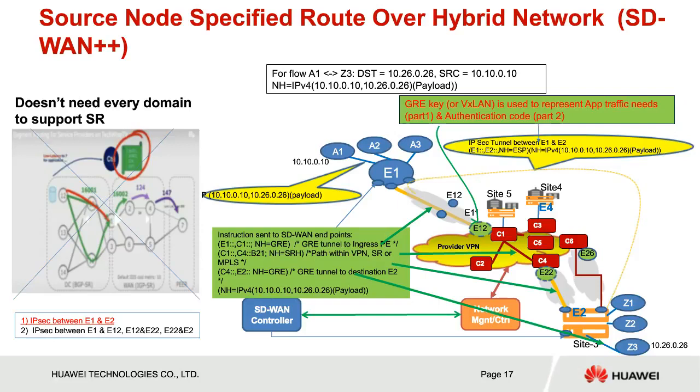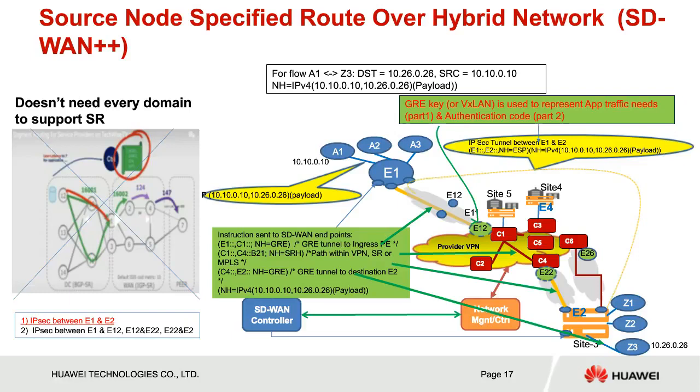So using the idea of segment routing allows E1 to encode some kind of metadata, so that, for example, if the provider network supports some kind of segment routing, the metadata can be converted to some kind of binding SID so that they can forward it accordingly within the provider network to the desired egress node to reach the destination. We call this source node specified route over hybrid network for SD-WAN, or SD-WAN++. This doesn't require every domain to support segment routing, but achieves the purpose of segment routing.